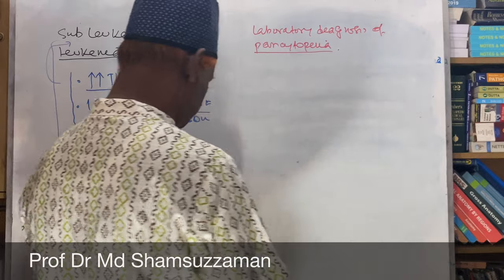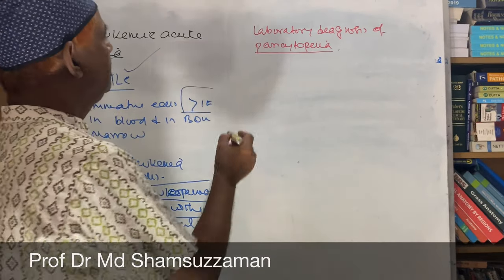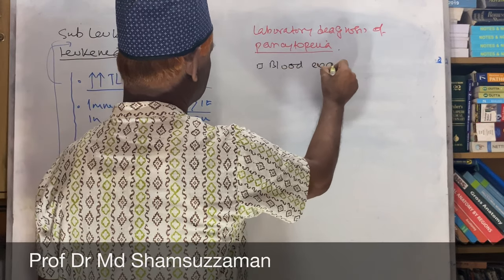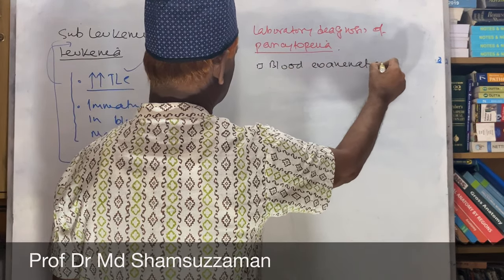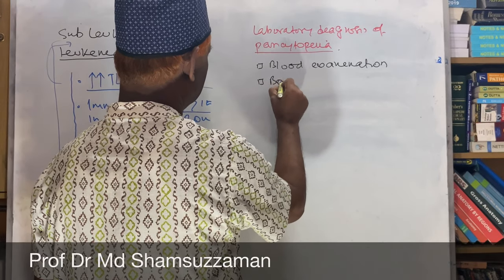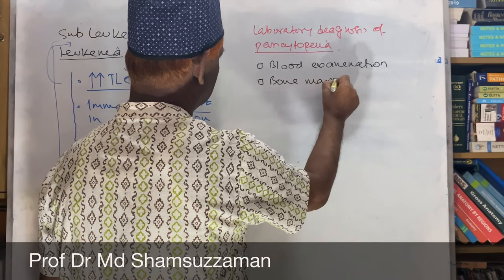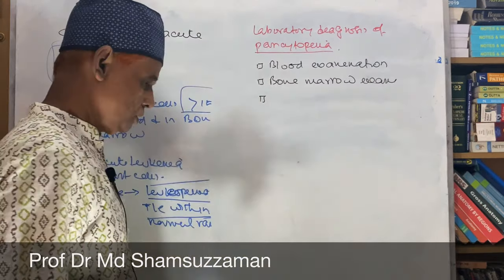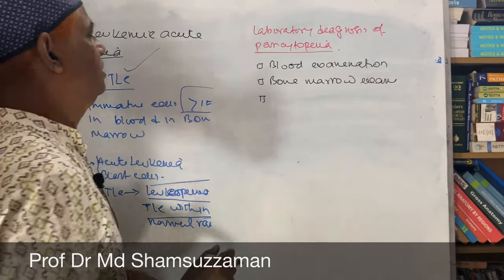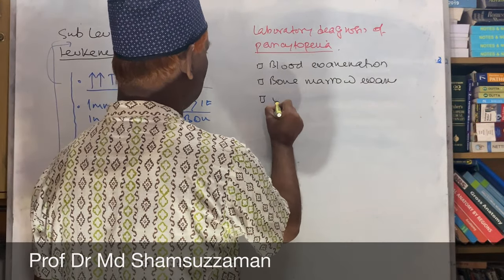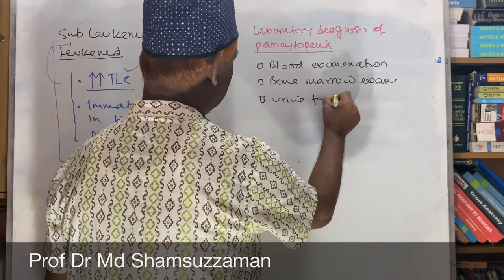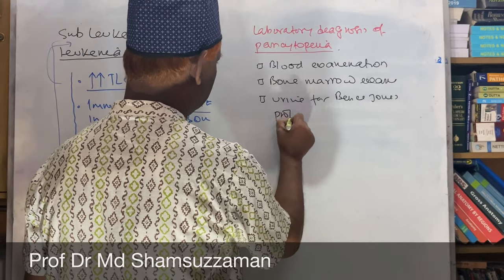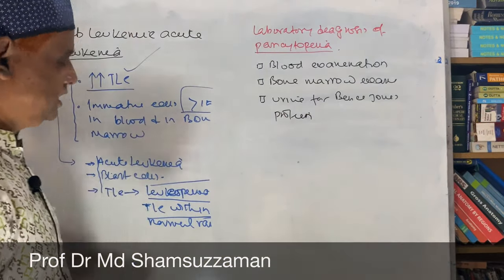Now come to laboratory diagnosis of pancytopenia. We have to do blood examination, bone marrow examination, and sometimes, depending on the patient, we have to do urine for Bence-Jones protein.